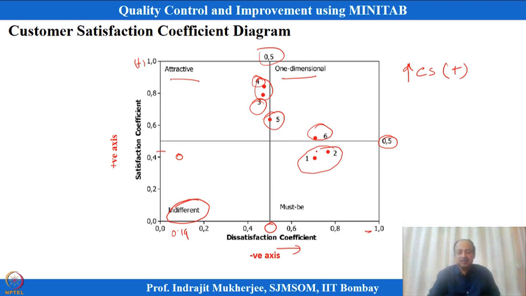So, we are more interested in must-be, one-dimensional and attractive features, but we have also identified some reverse needs. We will try to avoid those needs in the design, because they will create dissatisfaction, and we do not want that. So, that is the way we are differentiating using the Kano model.